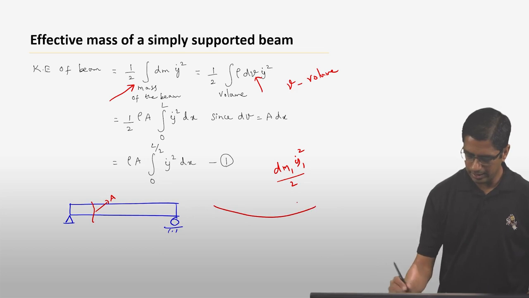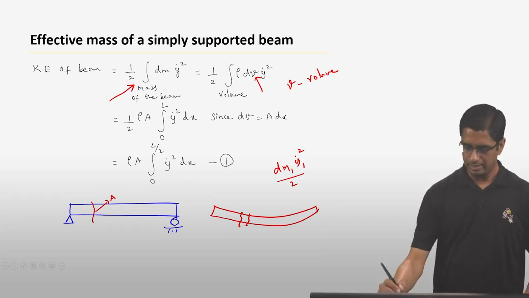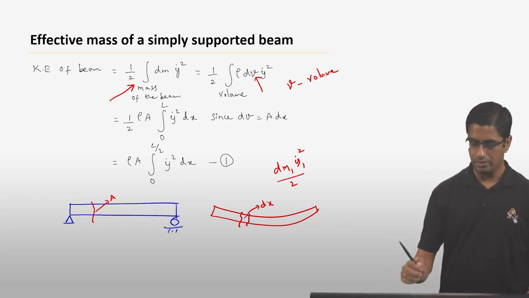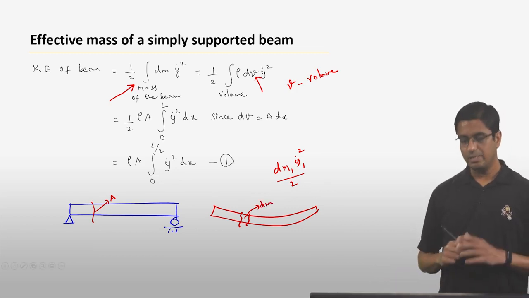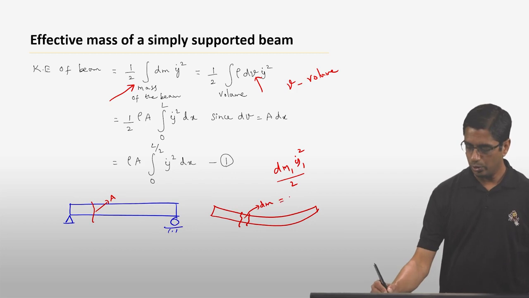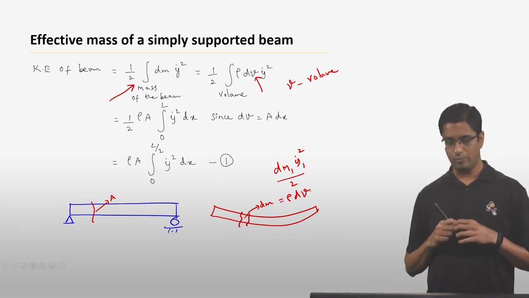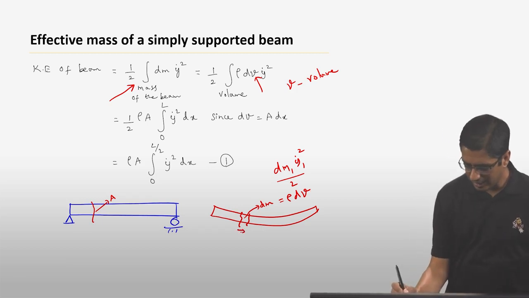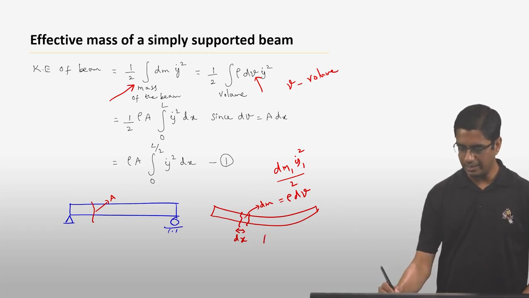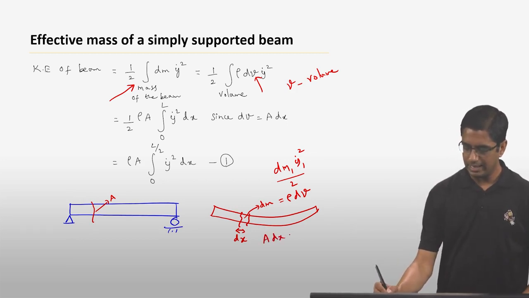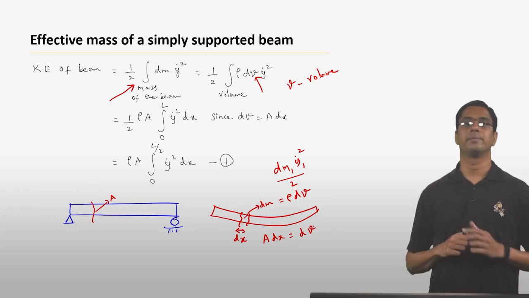I'll just show a single small mass here. Let's say I define my mass like that. That is my dm. This mass is nothing but rho times the volume of that segment. And that volume of the segment is essentially, if you think of this length as dx, the cross-sectional area A times dx. That is going to be my dv.